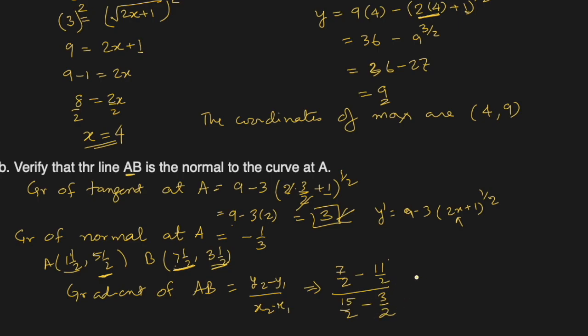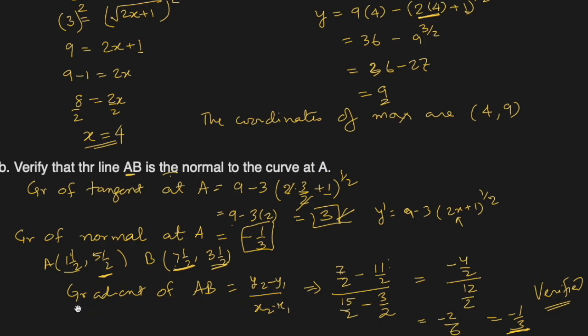So what does this give us? 7 minus 11 is minus 4 over 2, over 15 minus 12 over 2. So what do we get? Minus 2 over 6, which is negative 1 over 3. Verified. The gradient of AB is the same as the gradient of the normal. That's why AB is the normal at A.